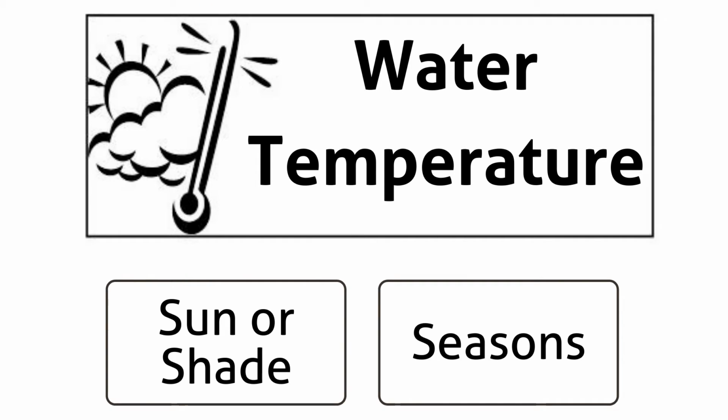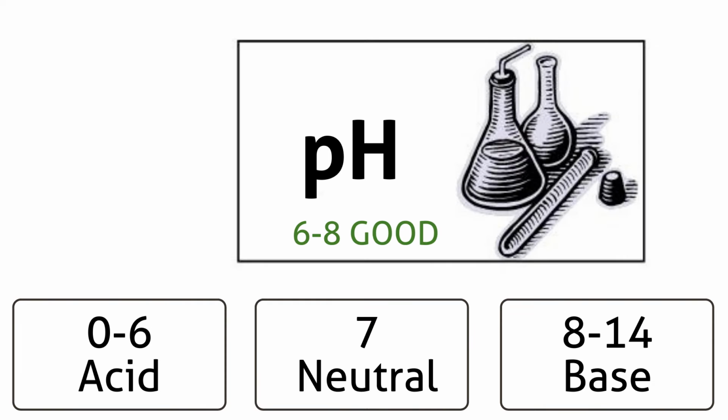The next box is water temperature, and we didn't put any reminder for good or bad on that one, just water temperature. And the last box is pH, small letter p, capital letter H, and our note on there was 6 to 8 is good. That's the healthy range.